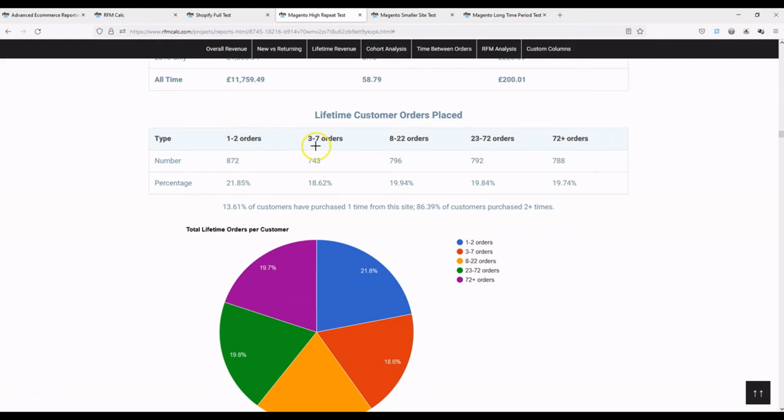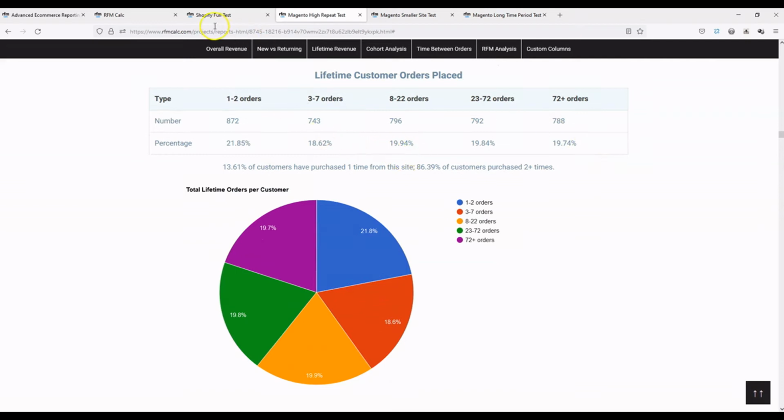So you can see we've got 1 to 2 orders, 3 to 7, 8 to 22, 23 to 72, and 72 plus, just because of the high repeat order rate. And that allows us to segment this into something more meaningful for this particular site. So that's absolutely automatic in RFM Calc. You don't have to do anything. We'll work out those bands for you.